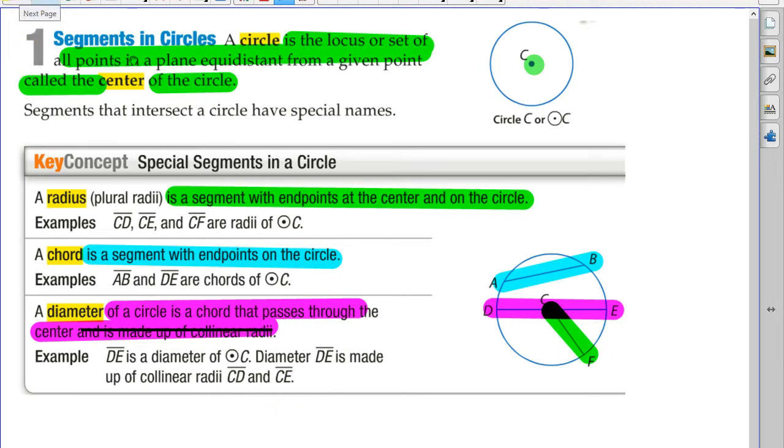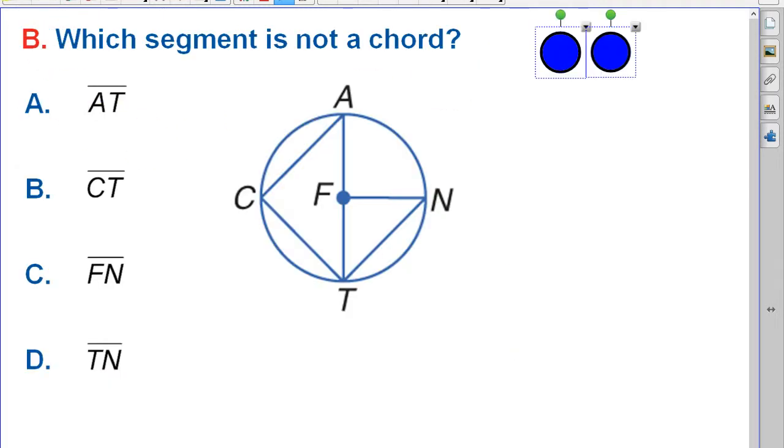Okay, the first example here, real quick, I don't have it on your sheet because I didn't think I needed to. Which segment is not a chord? I'll give you a second to figure that one out, and then we'll talk.